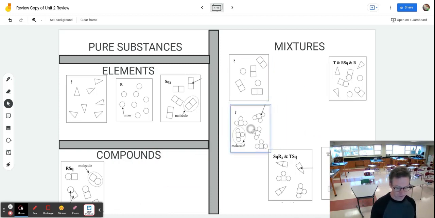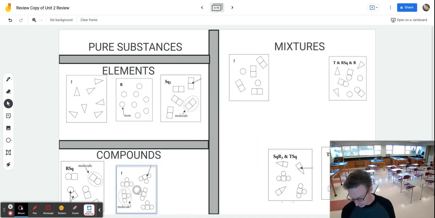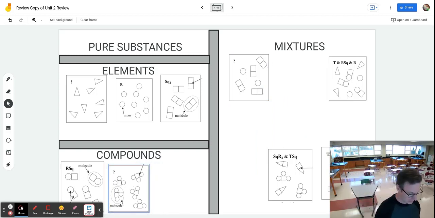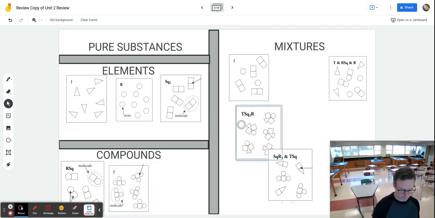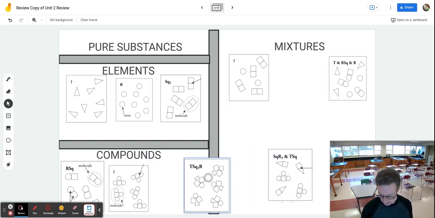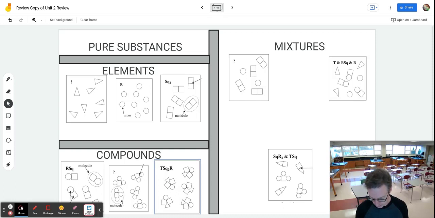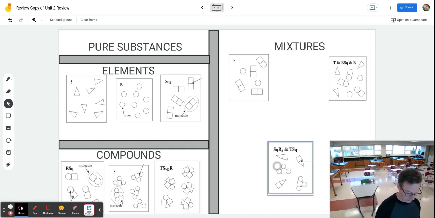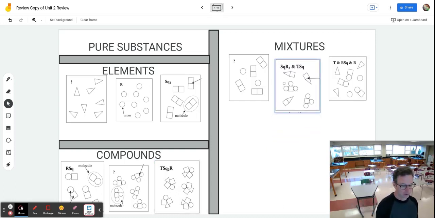These are molecules of squares and rounds. They're all the same. The same composition means it's a compound. Here we have squares, rounds, and triangles. But again, there are molecules of all the same composition, which makes that a compound. And here we have square triangles and square round threes. So those are mixtures of two different compounds.